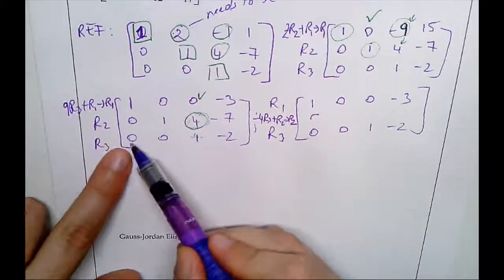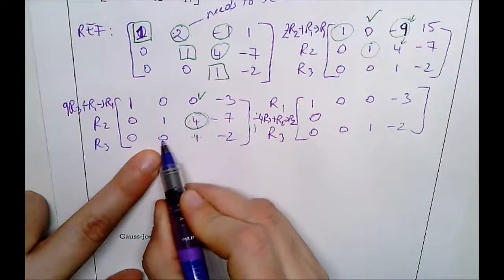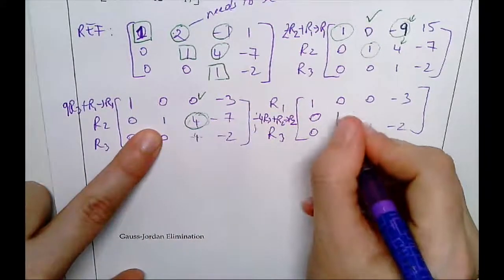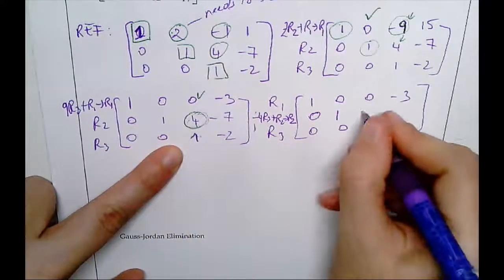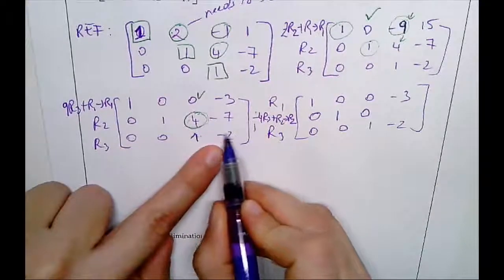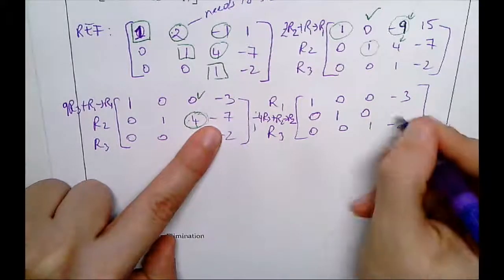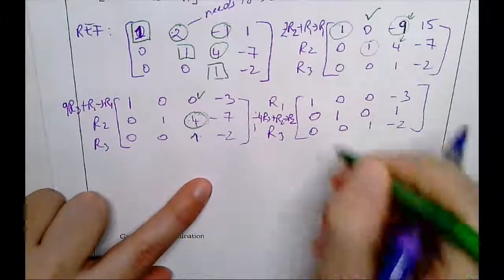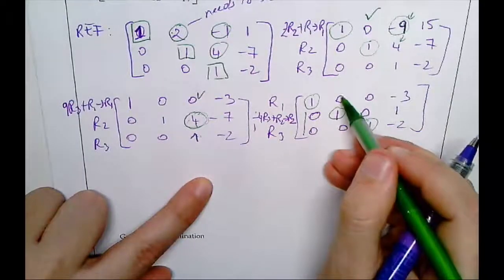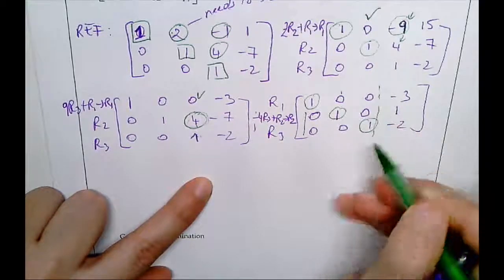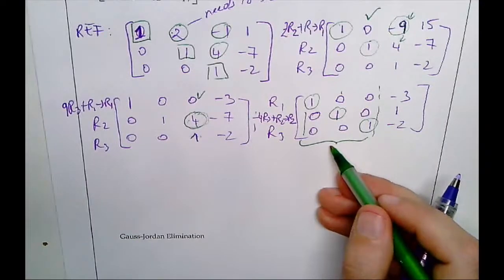Negative 4 times 0 plus 0 is a 0. Negative 4 times 0 plus 1 is a 1. Negative 4 times 1 is a negative 4, plus 4, that's a 0. And then negative 4 times negative 2, that's positive 8, plus negative 7, that's a 1. So now it is in row reduced echelon form because these are the leading entries and it has zeros above and zeros below. If you recall, this is the identity matrix, what we talked about on the second page.